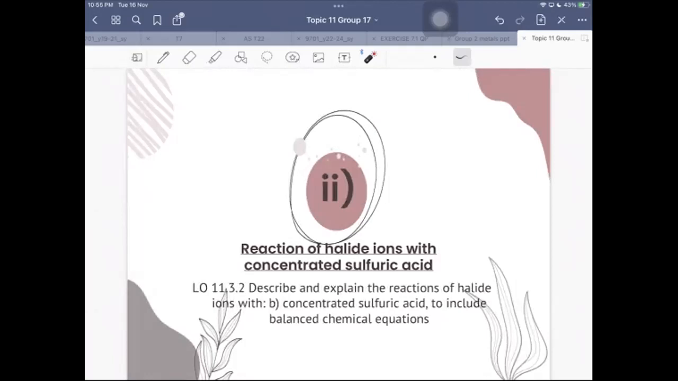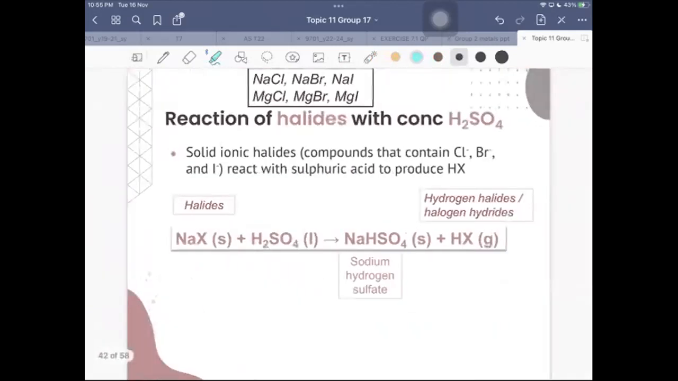Okay, so basically you will react your halide ions with concentrated sulfuric acid. You have to describe, that means you have to observe, you have to know the observation, you have to explain, as well as write the balanced chemical equation. It is mentioned in your learning objective, so that means you must include balanced chemical equations. You'll see shortly why I mentioned just now students don't like this part, because there are a lot of equations that they have to learn.